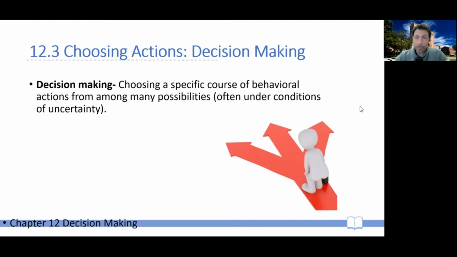Now, so far in this lecture, we've been concerned with how we gather information and how we use information. We use our prior beliefs, our knowledge, our observations to draw other information. What I want to focus on now is how do we use this information in order to actually make choices. In other words, now I want to focus on decision making, which relates to choosing a specific course of behavioral actions from among many possibilities, and often under conditions of uncertainty.